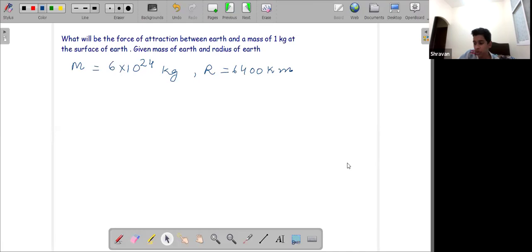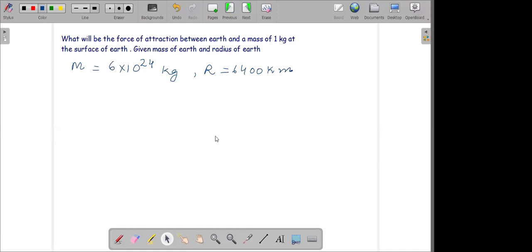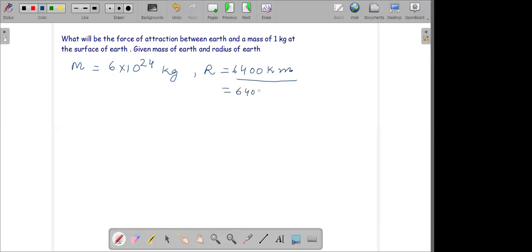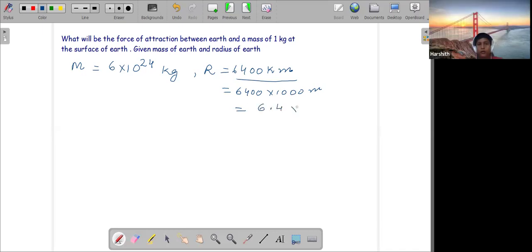I got like 6.67 into 10 raised to minus 11 into 6 into 10 raised to 24 by 6,400. Okay, first of all, see, this is 6,400 kilometer. So convert it to meter. So 6,400 into 1,000, it will become 6,400 into 1,000 meter. So you can write it in scientific notation. You can write it as 6.4 into 10 power 5 meter.